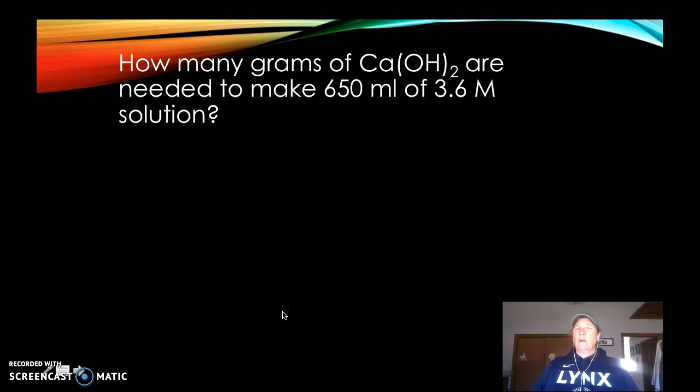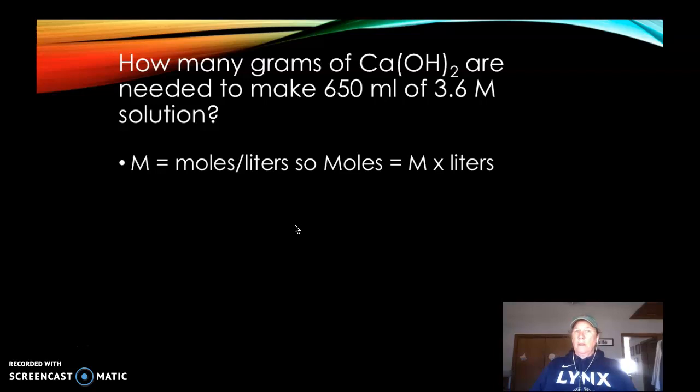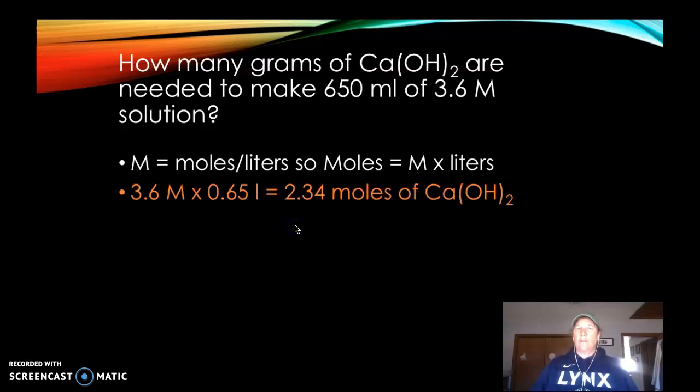Okay, we started out with concentration. So we're going to make a molar solution. Remember, moles divided by liters. But in this case, we're going to go backwards because we know the concentration, we know the volume. So if we take molarity times volume, and remember we have to change milliliters to liters by moving it over 3, then we'll get moles. So if I take 3.6 times 0.65 liters, I get 2.34 moles of calcium hydroxide.